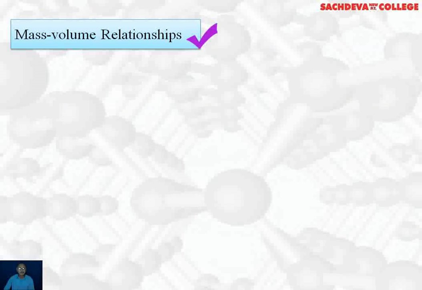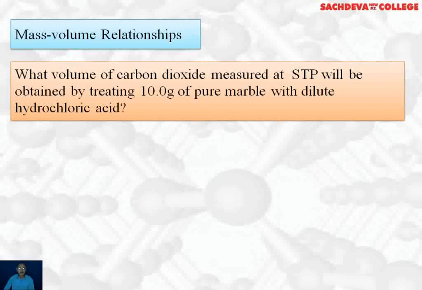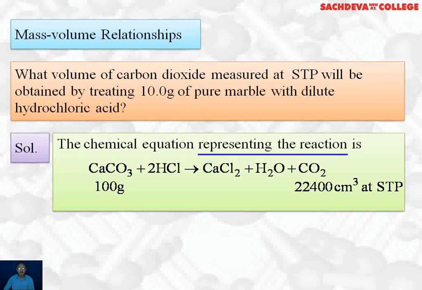Next we have mass-volume relationships. What volume of CO2 gas measured at STP will be obtained by treating 10 gram of pure marble with dilute hydrochloric acid? The chemical equation representing the reaction is CaCO3 plus 2HCl gives CaCl2 plus H2O plus CO2. The molecular weight of CaCO3 comes out to be 100 gram, whereas the volume of 1 mole of CO2 at STP will be 22,400 cm³.